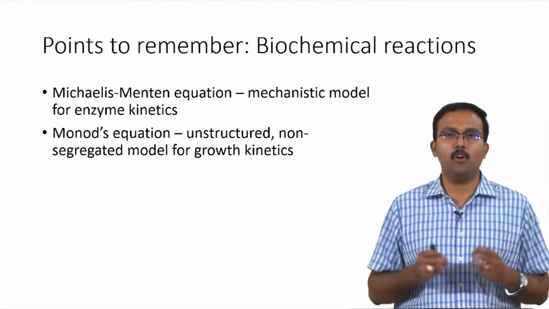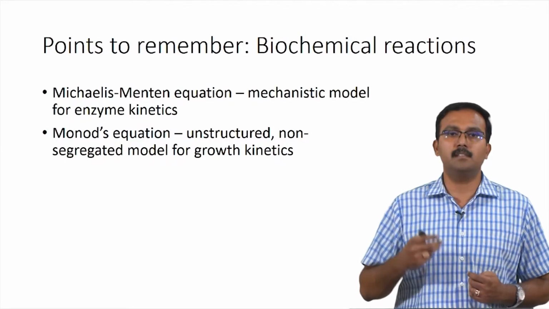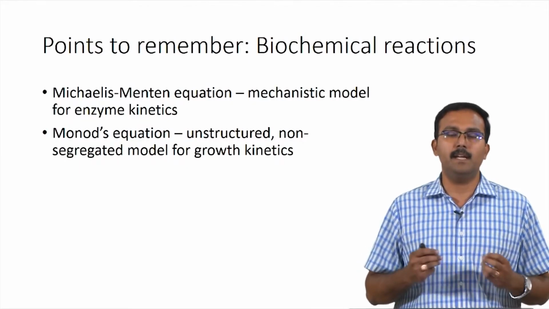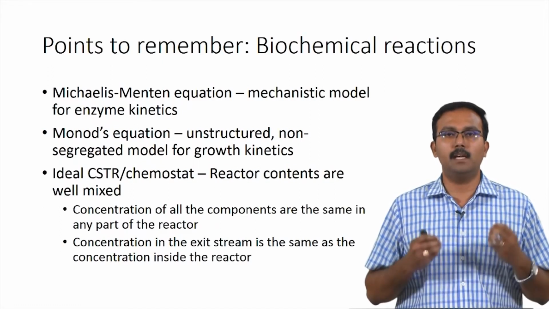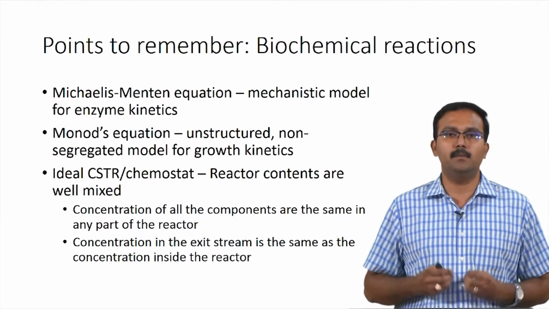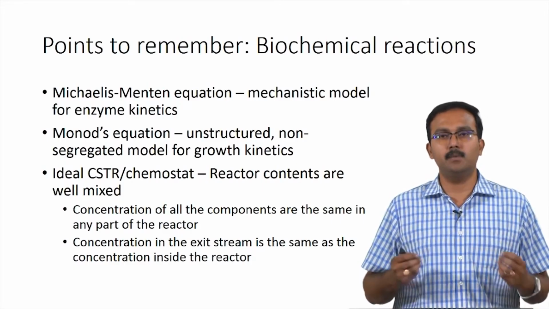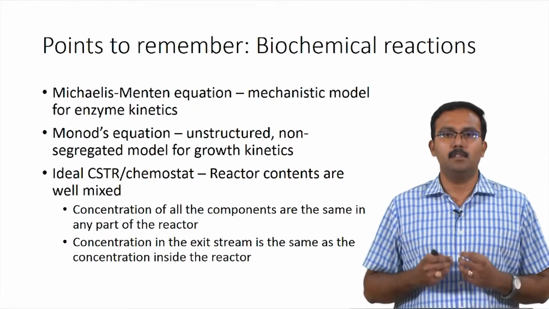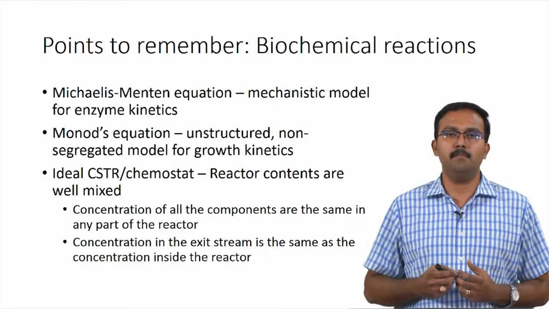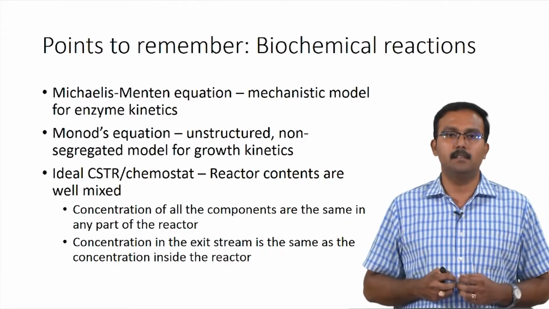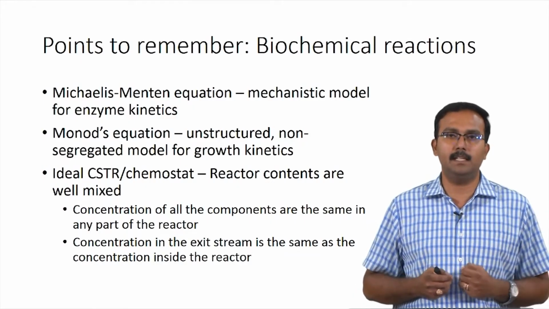Monod's equation cannot be derived. It is more of an empirical model based on unstructured non-segregated modeling which makes certain assumptions. So, we talked about an ideal CSTR or a chemostat when we talked about biochemical reactions. These are reactors where the contents are well mixed. So, what I mean by that is the concentration of all the components are the same at any part of the reactor. Concentration in the exit stream is the same as the concentration inside the reactor.